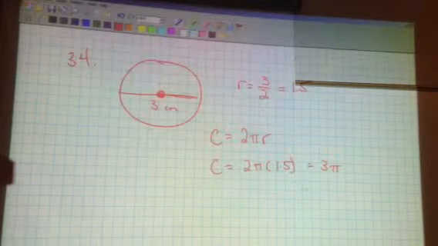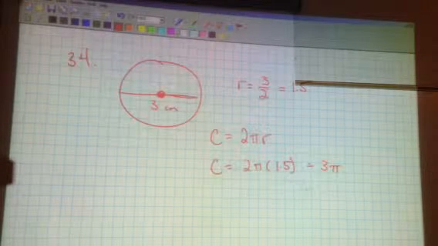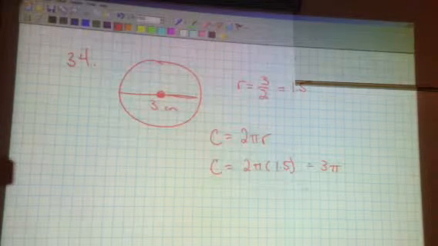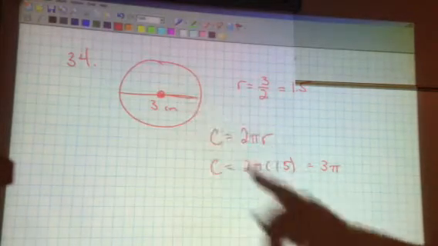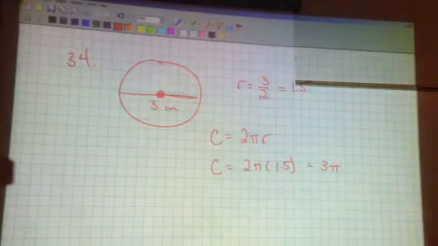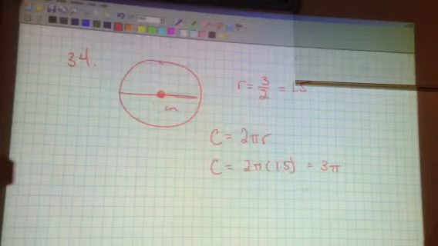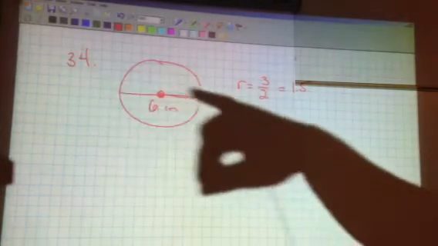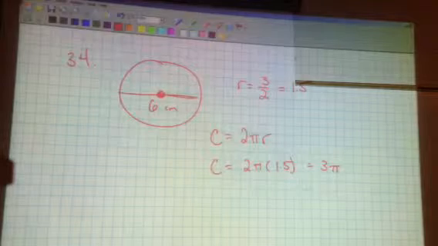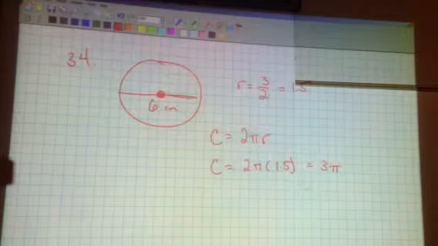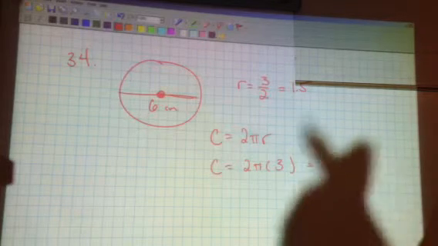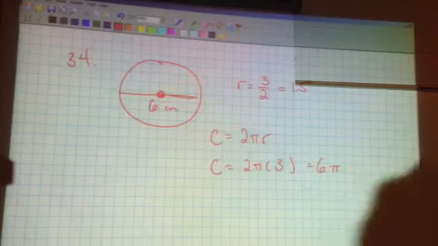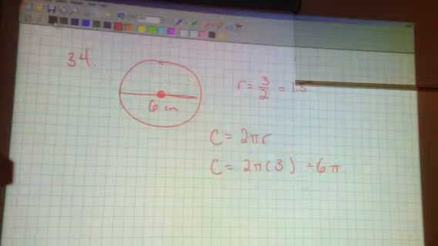Is that diameter 6 in the picture? Sorry, it's a little blurry on my picture. If this is 3 centimeters diameter, then this would be your circumference. Based on the answer key though, it looks like they use 6 centimeters. It's a little blurry in my picture, so maybe that's supposed to be a 6, which in this case would make this a 3, and this would become 6 pi as the circumference.